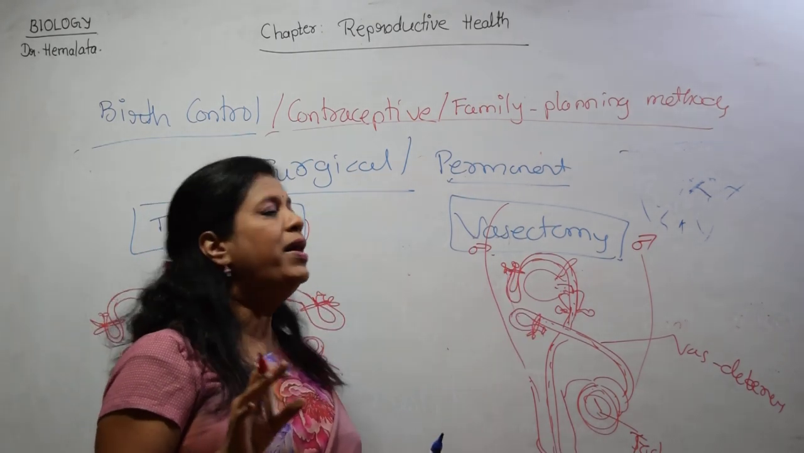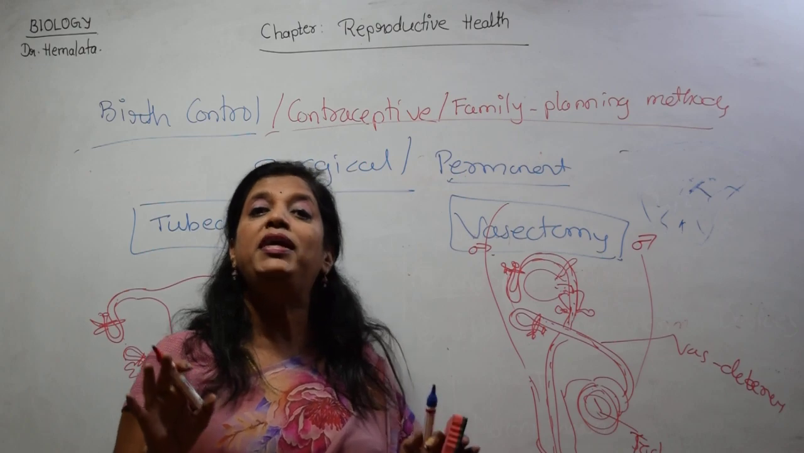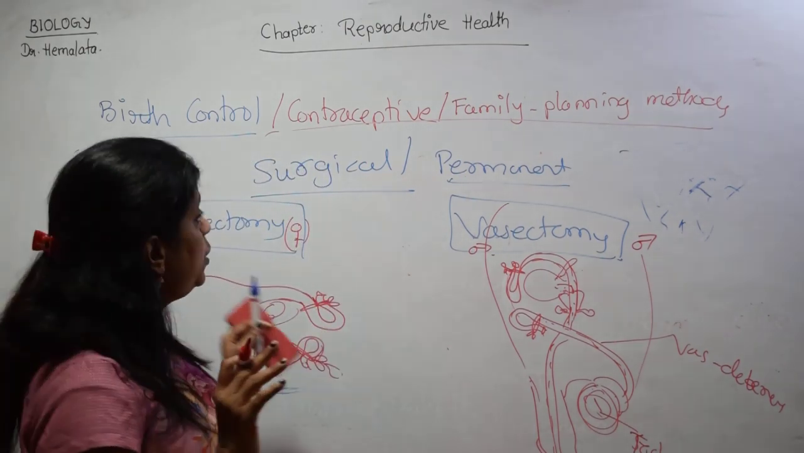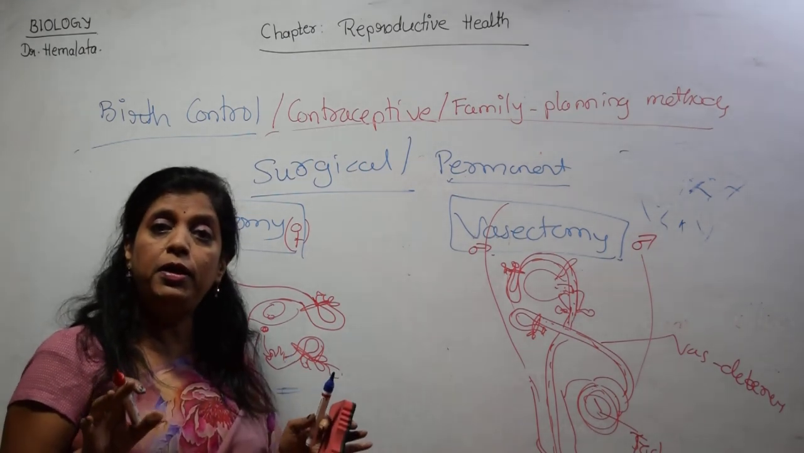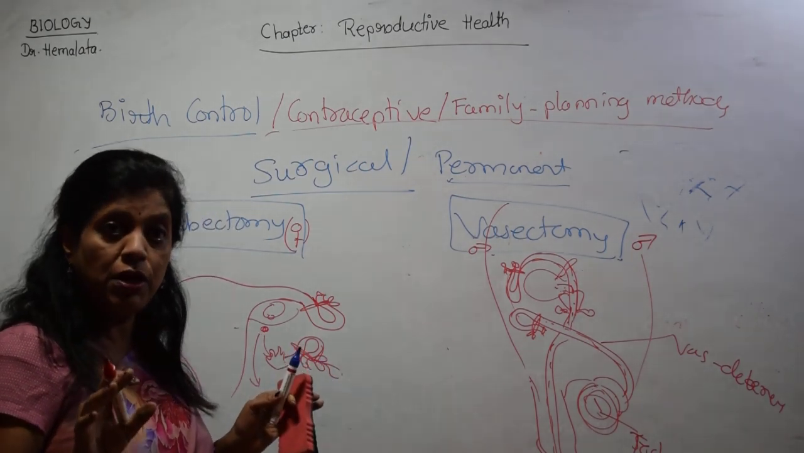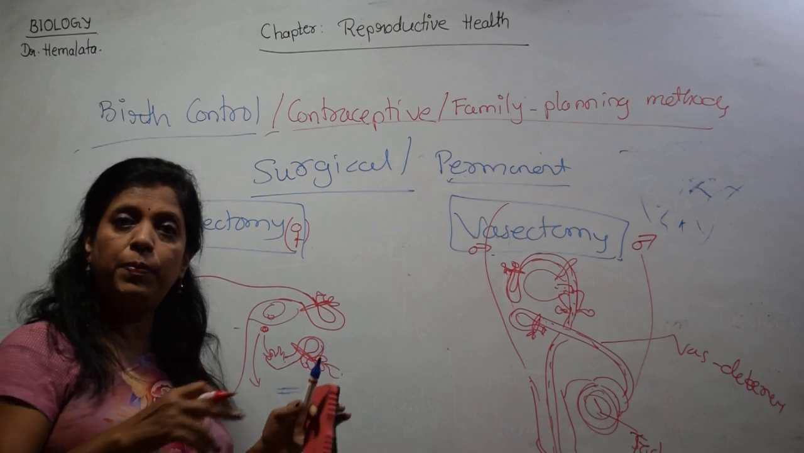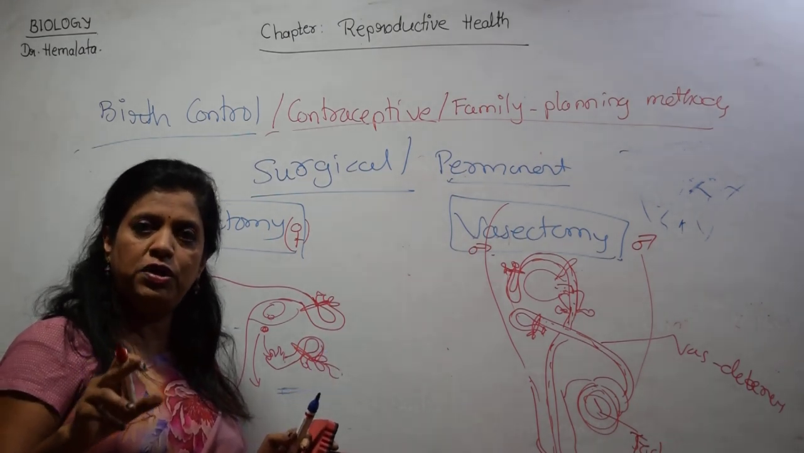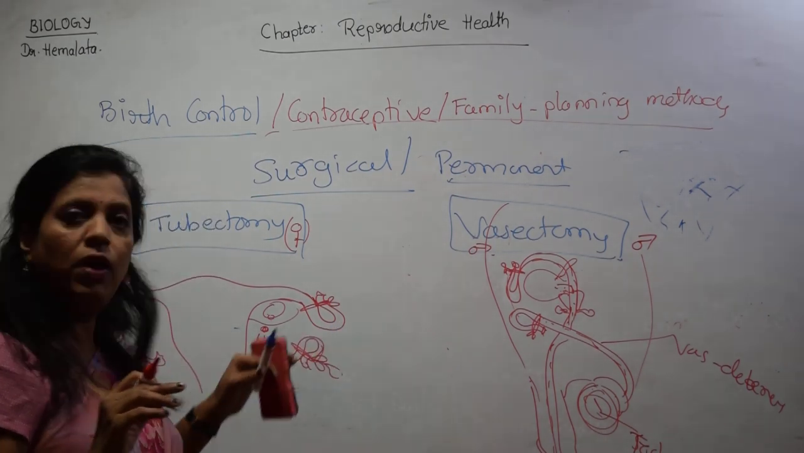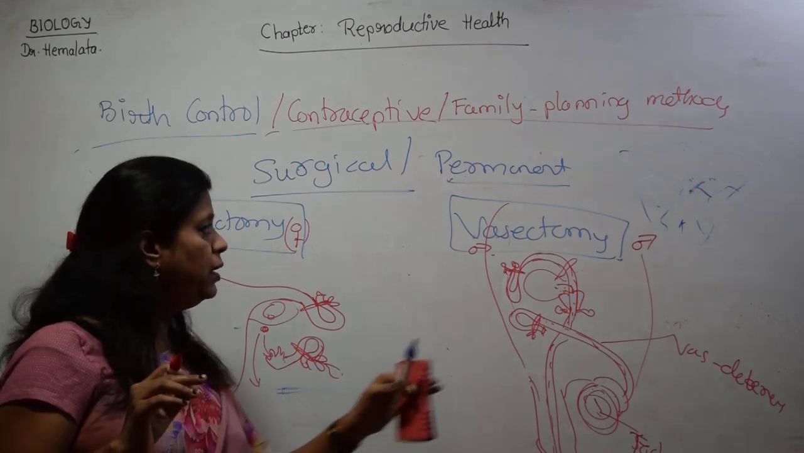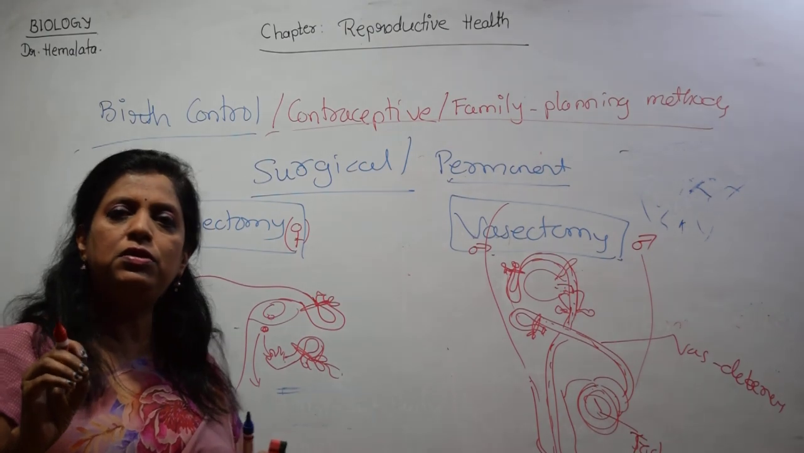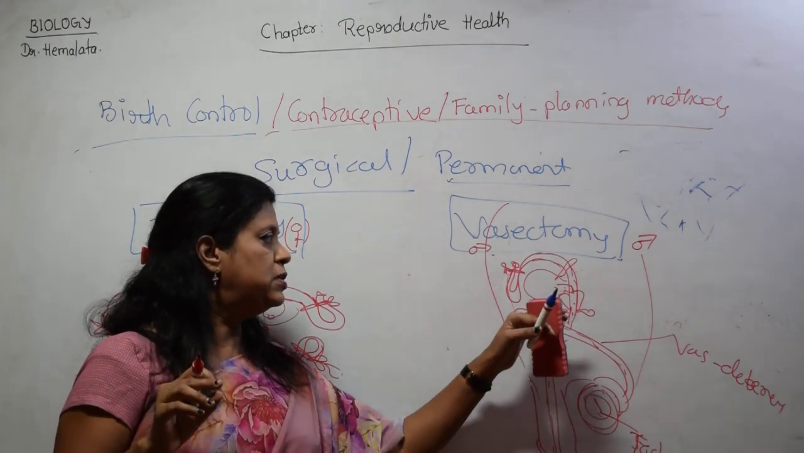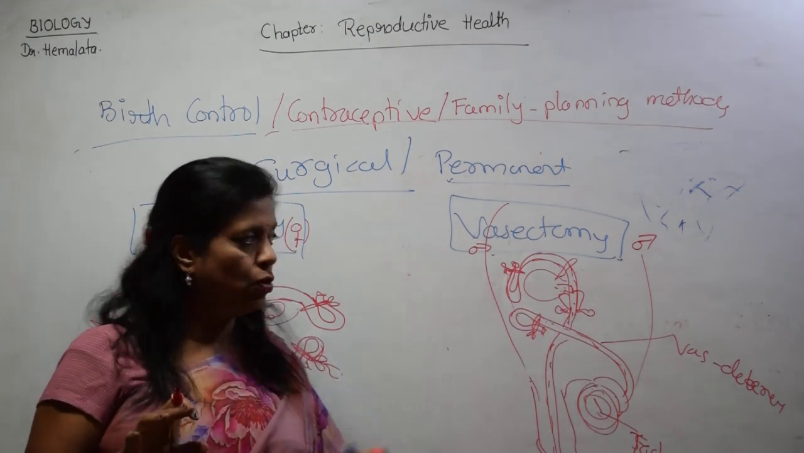Therefore, vasectomy is a much easier surgical method compared to tubectomy, because in tubectomy the female has to get admitted and be given complete anesthesia. One day she has to rest in the hospital. But in vasectomy, local anesthesia is given and this is very simple. Just 15 minutes, this surgery is done and it is over.